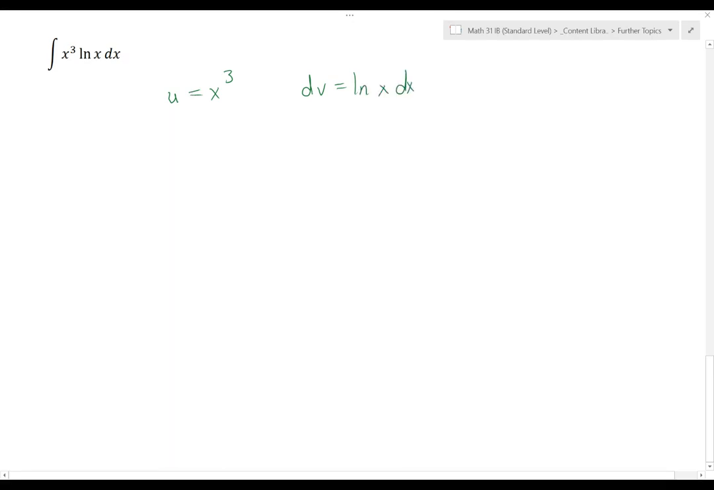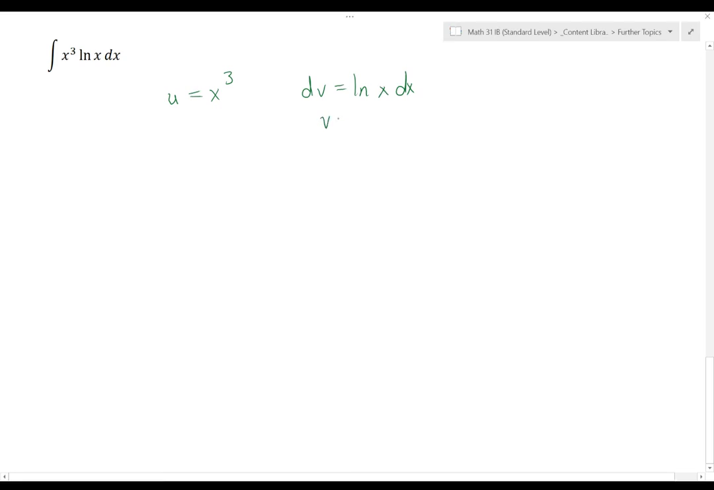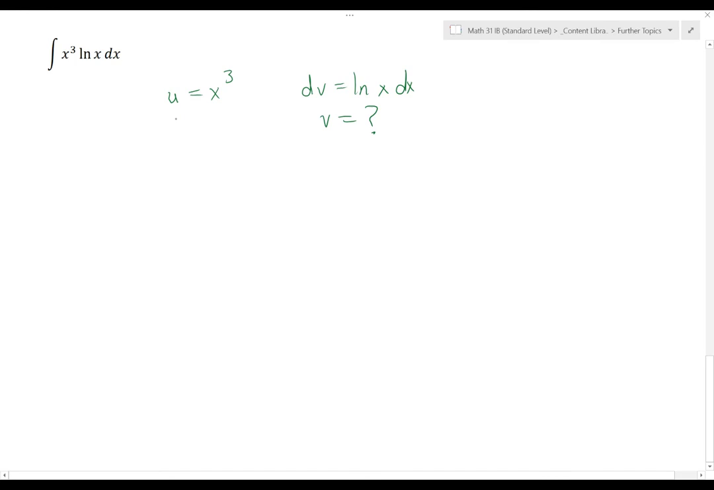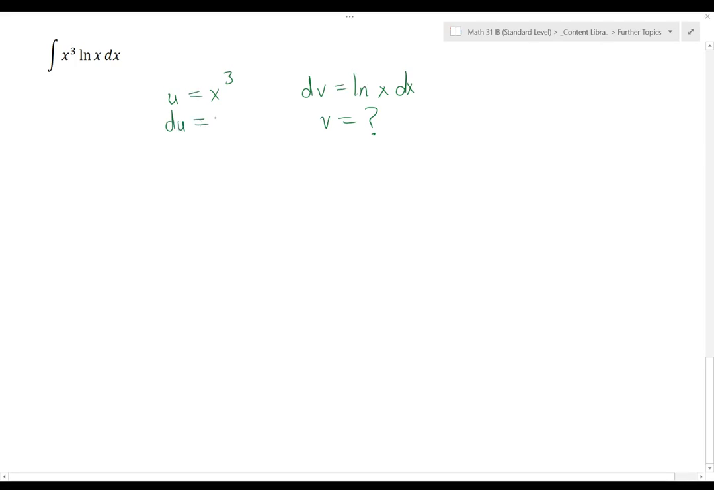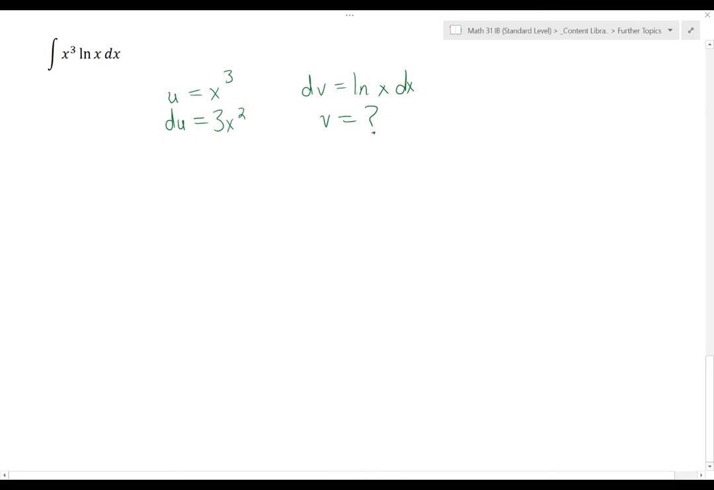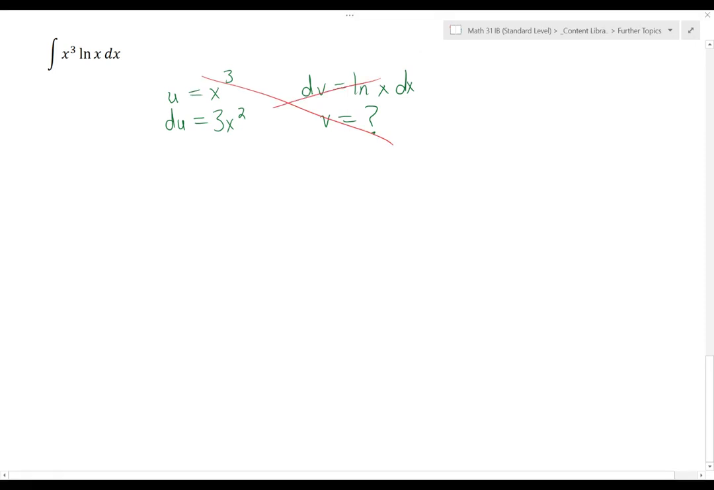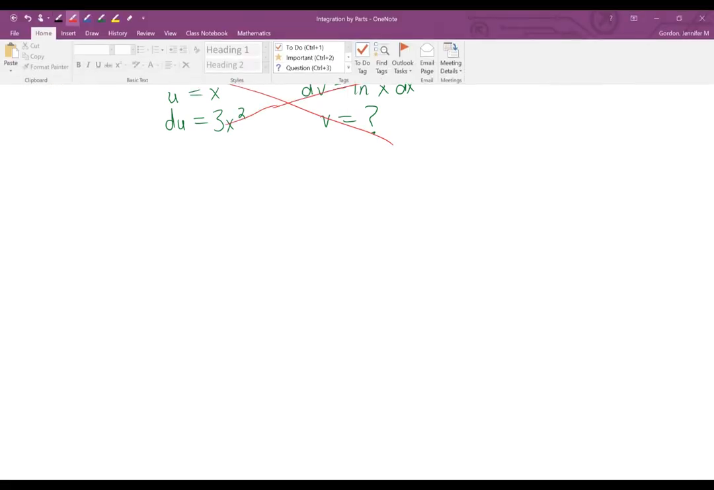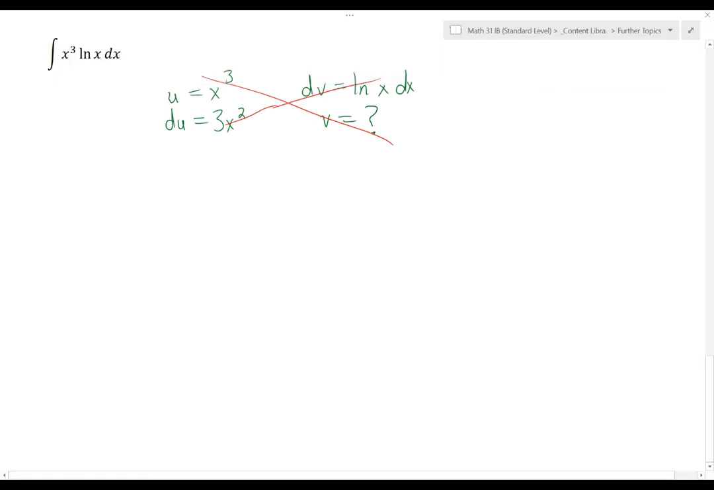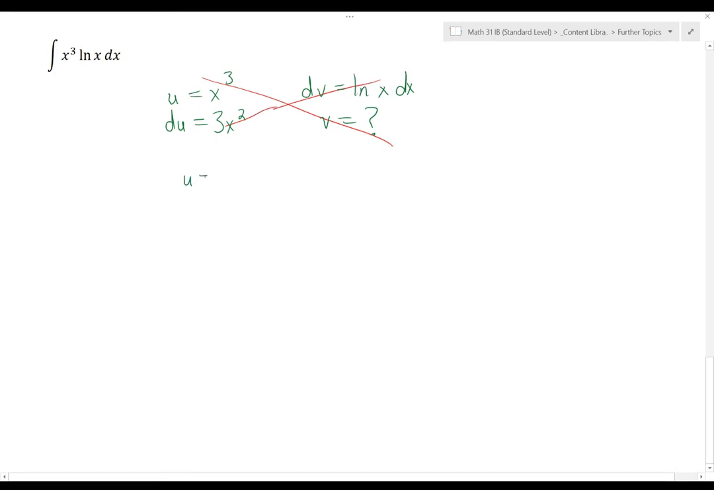But if I do this, I quickly run into trouble, not when I'm figuring out du, that's easy, 3x squared, but when I try to figure out v. We don't actually know the antiderivative of the natural log of x. So this is an instance where this pattern isn't actually useful. But I can reverse it because ln of x is something that derives into a nice algebraic expression. It's no longer transcendental. So if u equals ln of x, then du equals 1 over x dx.